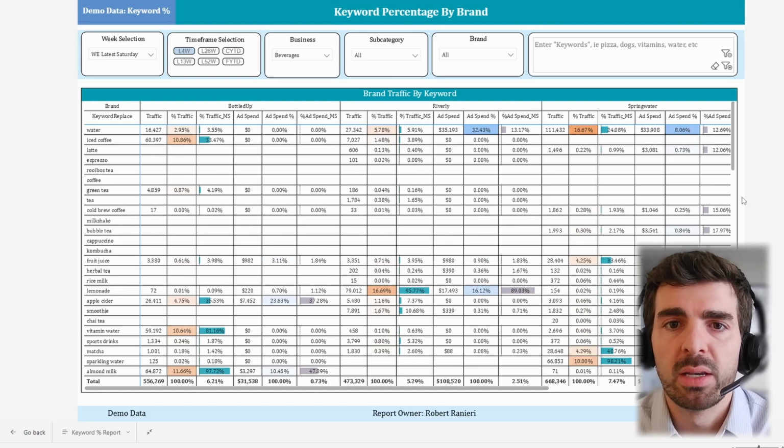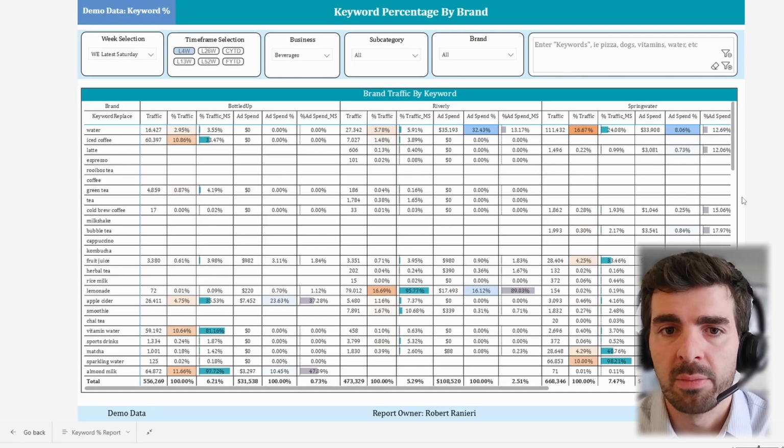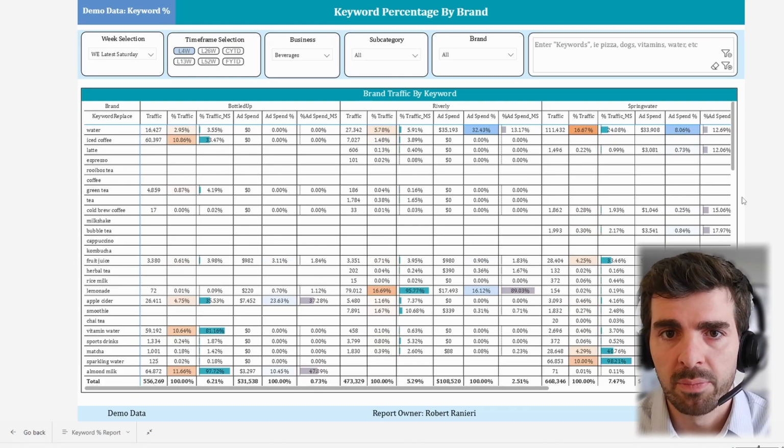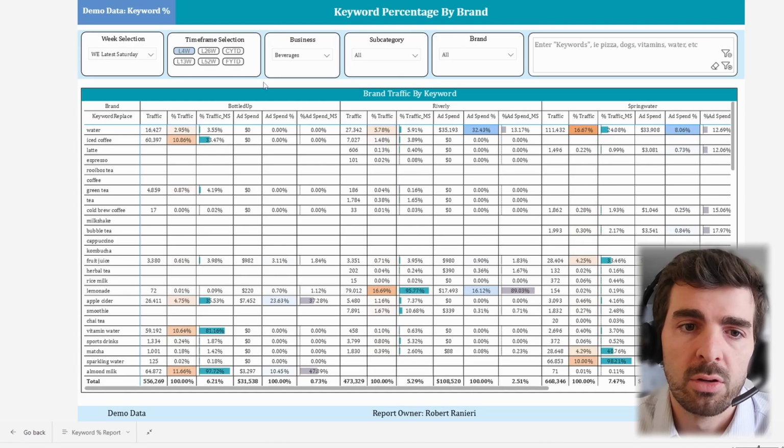Online shoppers usually begin their shopping experience by typing in a keyword or a search term on the retailer website. So for example, if a user wanted to buy water, they would type in the word water, and that retailer's algorithm would return all the list of products and brands available that are relevant to water. The default view shows three brands, Bottled Up, Riverly, and Springwater, all within the beverages business.